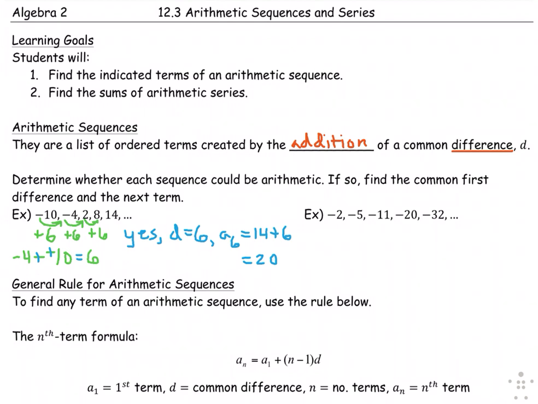In the next example, we find out pretty quickly that it is not arithmetic. The first difference is negative 3, or I subtract 3 to get from a sub 1 of negative 2 to a sub 2 of negative 5. And then from a sub 2 to a sub 3, I have to subtract negative 6. So this is not a common difference d, therefore this sequence or list of numbers is not arithmetic.